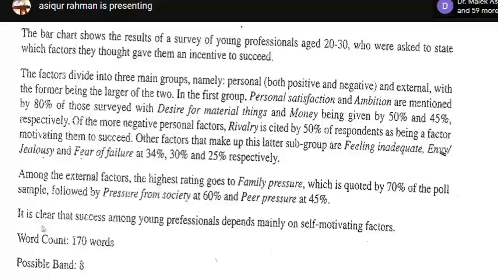It is clear that success among young professionals depends mainly on self-motivating factors. So he found out that personal factors are more predominant, more vital for their success, like 60%, 45%, like 80% of people say that. So there are more personal factors. That was his one overall observation. And here he compared one factor with the other factor continuously in 2 paragraphs. So that's a good pattern.